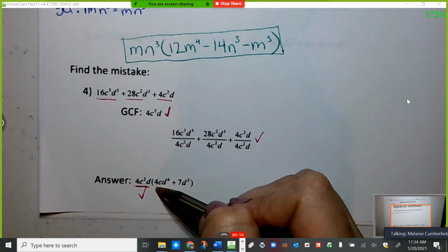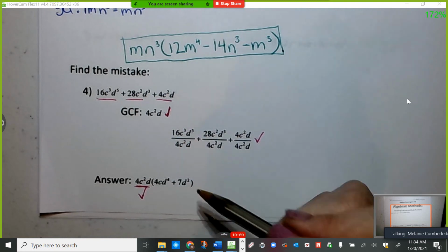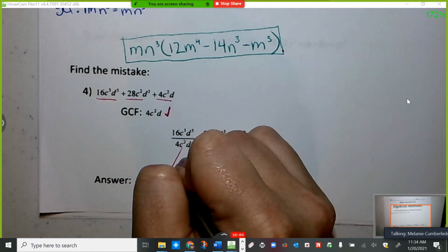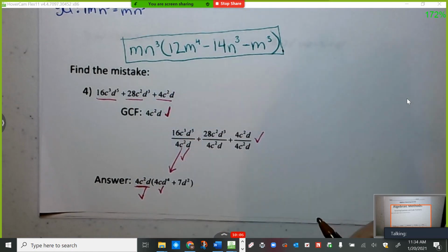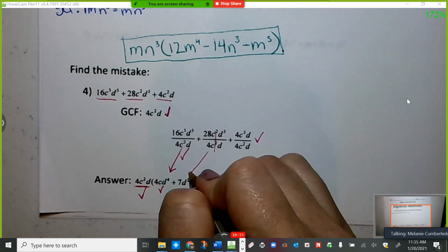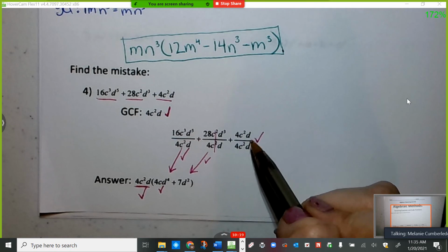So 16 divided by 4 is 4. 3 minus 2 is 1, so there's c to the first power, and 5 minus 1 is 4. So this first term was simplified to here correctly. Okay? 28 divided by 4 is positive 7. C squareds cancel. 3 minus 1 is squared. So this was transferred here correctly. It was simplified correctly. Now, what about this piece?